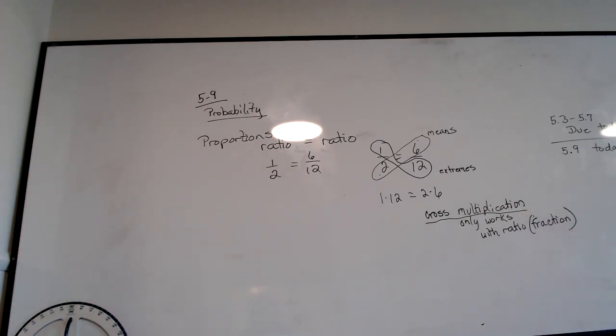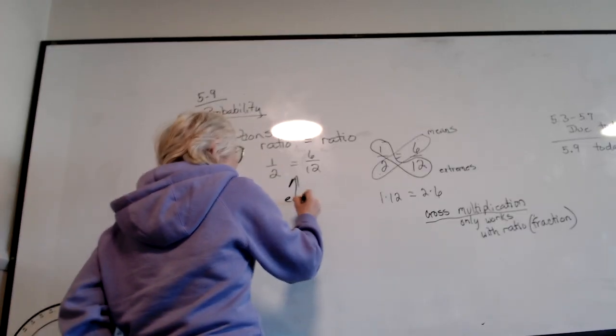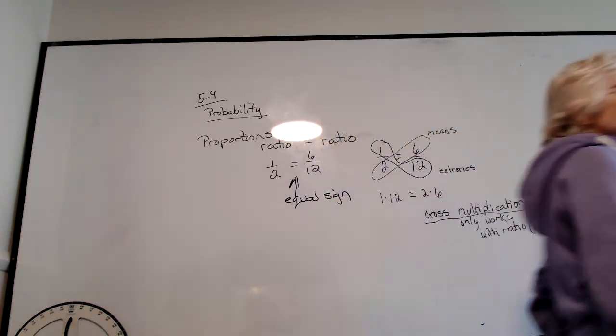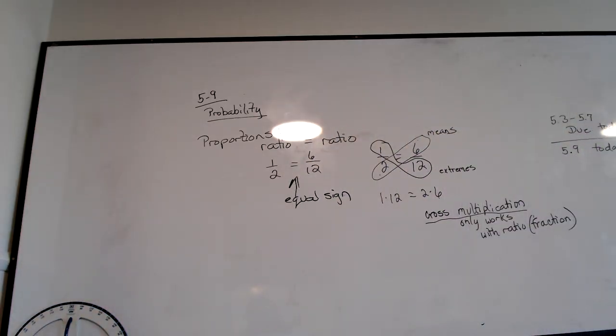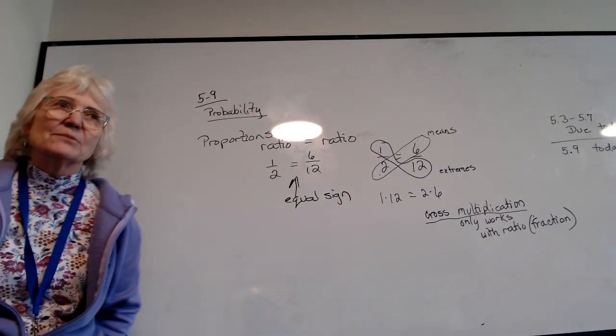It's actually called the means extremes property, but that just sounds way too theoretical. Cross multiplication is very easy. I multiply the top times the bottom, and that equals the top times the bottom, as long as they're a ratio, and the ratio has to have the equal sign. This only works when you have two fractions, or two ratios, that are equal to one another. That's the only time cross multiplication works. But what that allows us to do is find an unknown number.